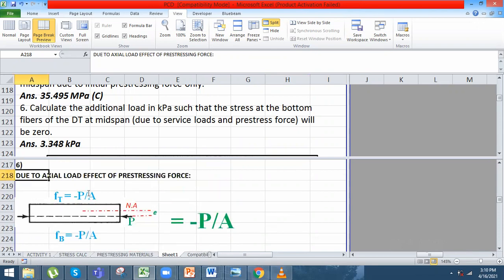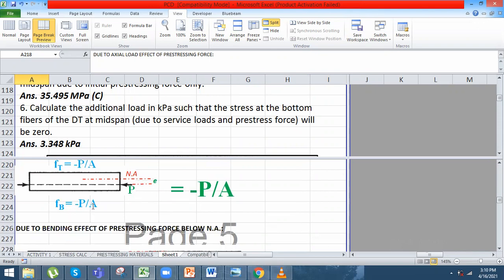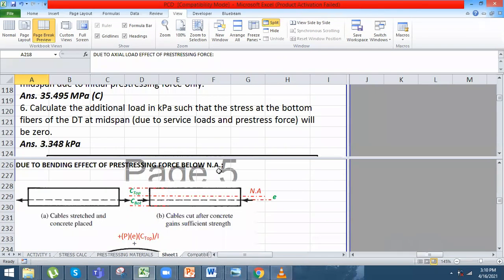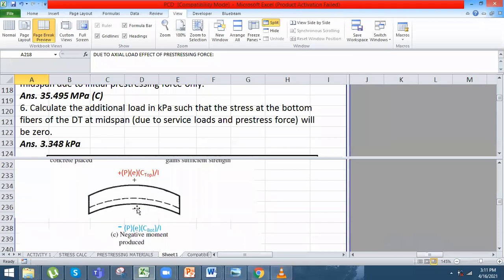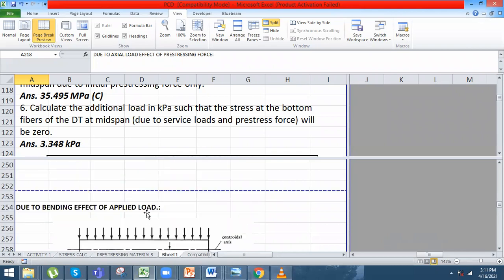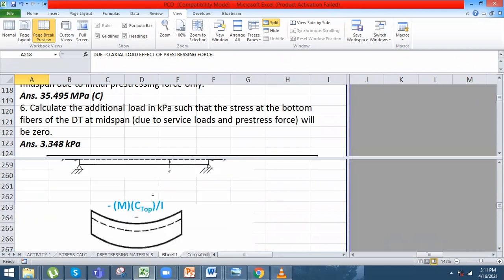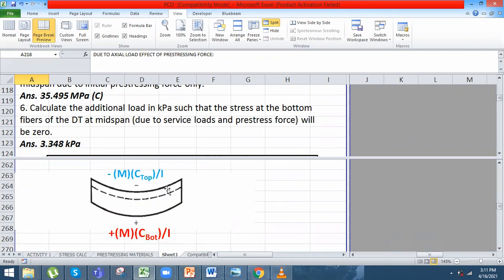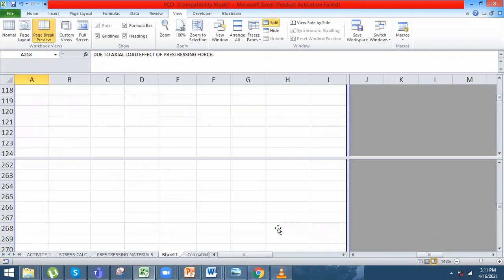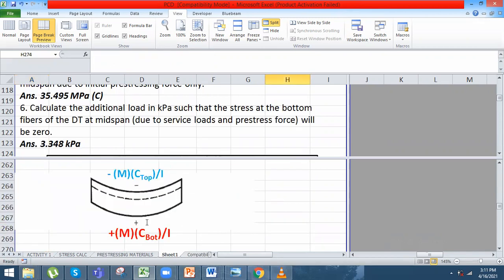Mag-analyze man tayo ng top fiber, negative pa rin siya. Bottom fiber, negative pa rin. Due to bending effect of pre-stressing force, if it is below the neutral axis, ito yung mangyayari. Taas is positive, baba is negative. Yun yung second line ng equation natin doon sa Caltech natin. Then the third line is due to bending of the applied loads. So it would create a negative stress sa top fiber, then positive stress sa bottom fiber.